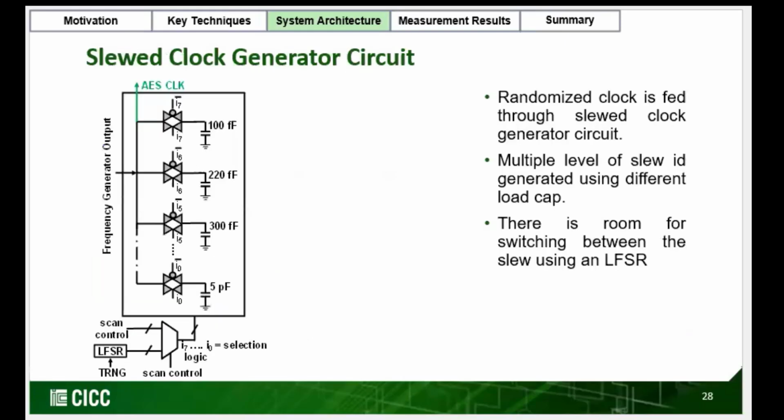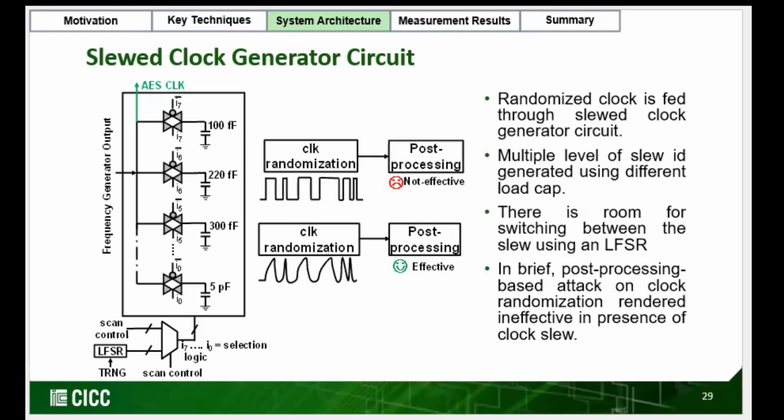Once randomized clock is obtained, that is fed through slewed clock generator circuit. Our slewed clock generator circuit is pretty simple, and it's made of a switch capacitor circuit. We have different load capacitors, and we connect them with the clock port with different switches. And these switches are made of transmission gates. We have multiple levels of slew, which we can change if required. However, for this experiment, we are sticking to one particular slew.